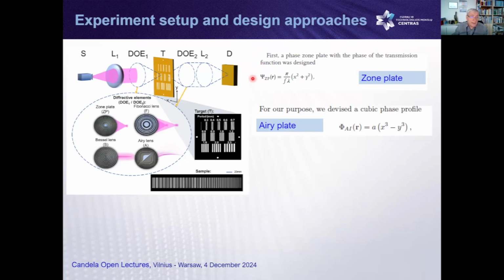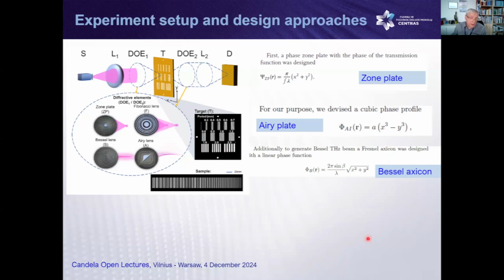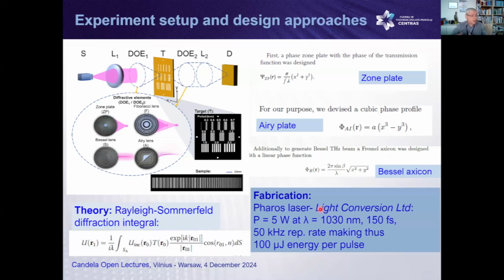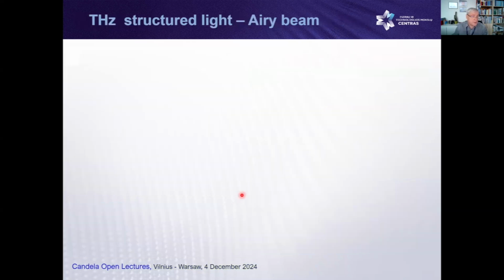Why is this one? And for the Airy plate, it's a so-called cubic profile. For comparison, we use Bessel, all known Bessel, hexagon, and fabrication. We changed our laser. We refused to go with picosecond. We went with a Pharos femtosecond laser, which we found better. And also our theory was an analytical approach, the Sommerfeld-Rayleigh diffraction integral, to calculate and model all the stuff.